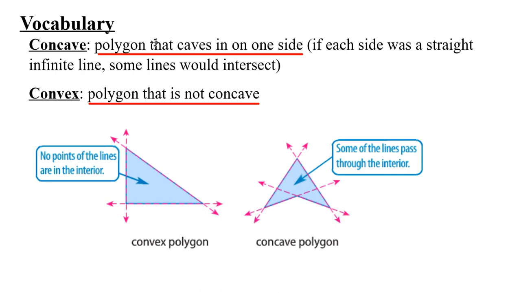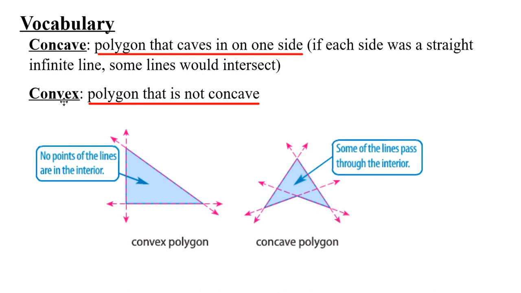Polygons come in two types when you're talking about their sides. They can either be concave, meaning con, with, cave, meaning cavity, like a dent. Concave are polygons that have caves in on one side. So this is a concave polygon because you can see one side is dented in. What they mean by that is if each side was a straight, infinite line, some lines would intersect. So yeah, some of the lines pass through the interior is what they mean. That would be a concave polygon. It's easier just to look and see if one side kind of dents in. That's really what's going on.